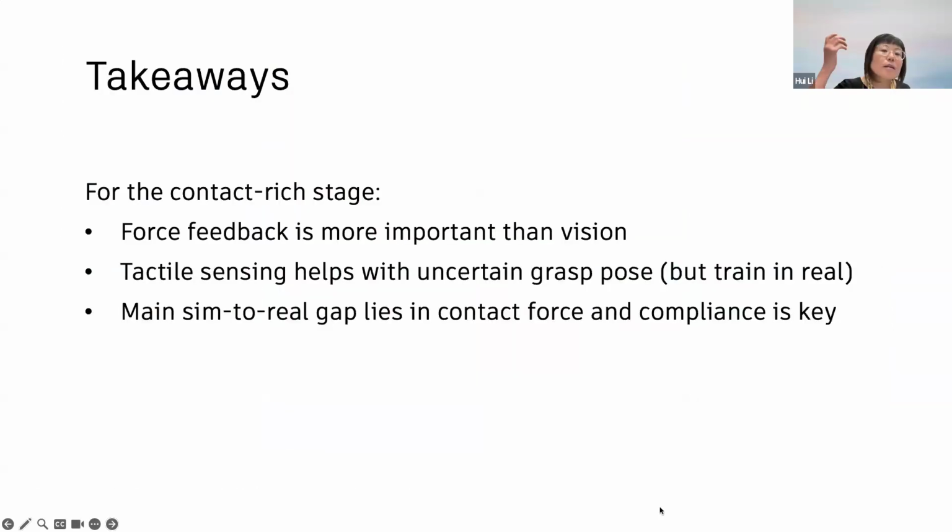Some takeaways for the contact-rich stage. For this very contact-rich, zoomed-in stage, force feedback is important, and we think it's more important than vision. And tactile sensing can help when you have uncertain grasp pose or slippage in hand. But so far, we have only trained that in real. After Yash's talk and his colleagues' work, maybe we'll have a good tactile simulation to do this training in sim. And we think the main sim-to-real gap lies in contact force in the stage of assembly, and compliance is key. Compliance in the robot motion.